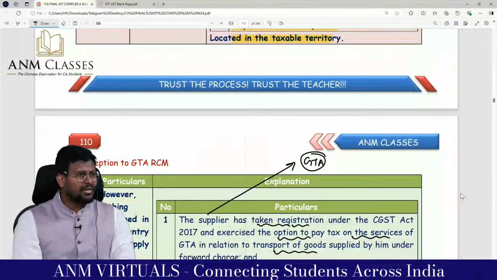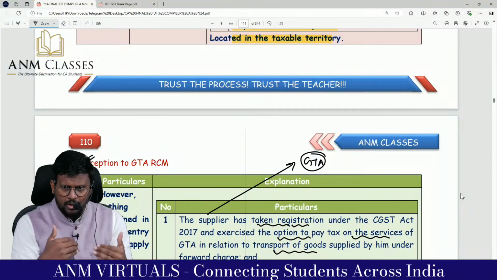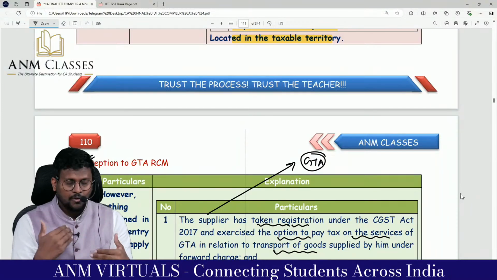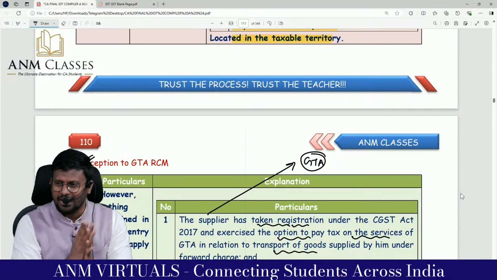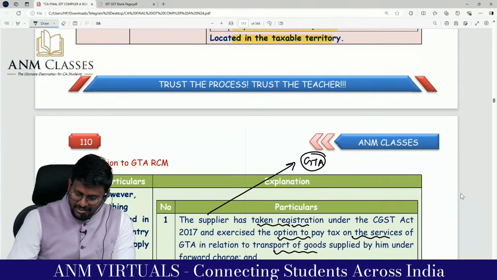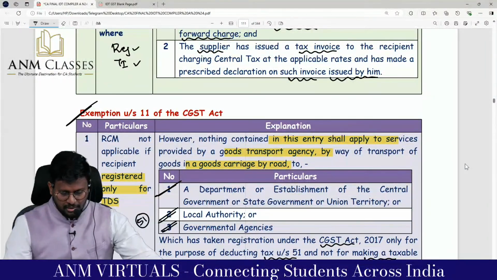Right? But under the 9(3) or 5(3), the government is giving an option to the GTA that if you want, you can travel through the forward charge mechanism if required. For that you have to take the registration and you have to issue a tax invoice, right? Then that is the exception to the GTA they are talking about. Then we are having exemption under section 11, right?